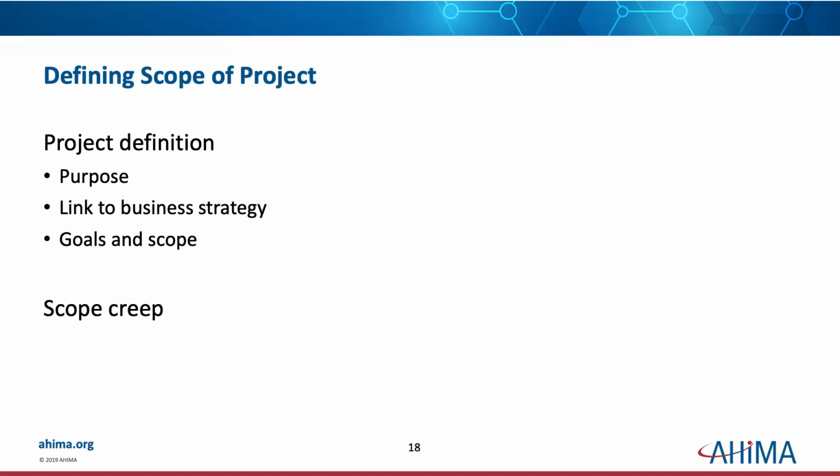You define the scope of the project. Make sure you have a project definition. What is the purpose behind this project? How is it linked to the organization's business strategy? What are the goals and the scope of the project? And if the scope starts to creep, which means expand, sort of hyperplasia, if you're thinking in medical terminology, it starts to grow. How do you handle that?